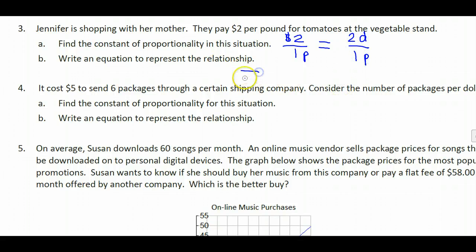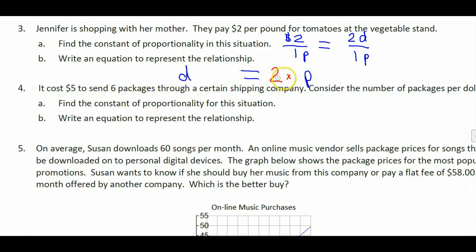Write an equation. Well, I've got dollars, D, and I've got pounds, P. Are dollars equal to pounds? No. For every 1 pound I pay $2. That means dollars is 2 times the number of pounds. So if I were buying, let's say 5 pounds, you would just plug in a 5 here. 2 times 5, you're going to pay $10. Okay.